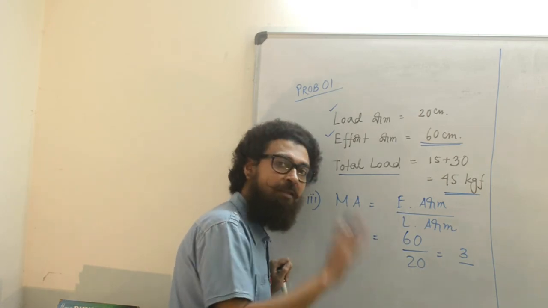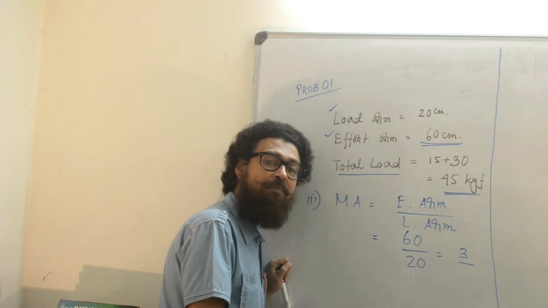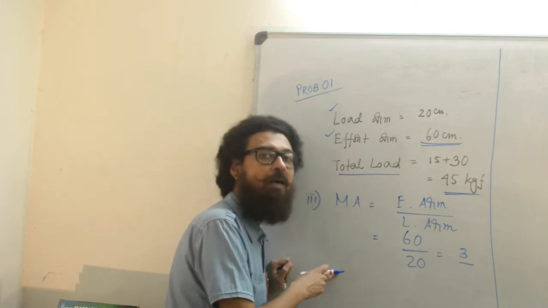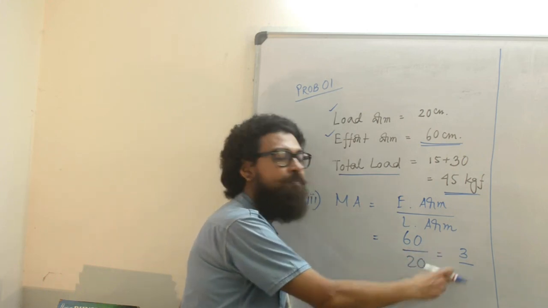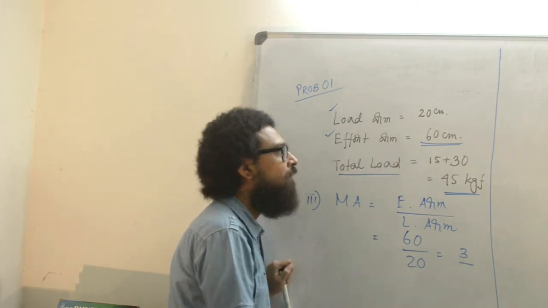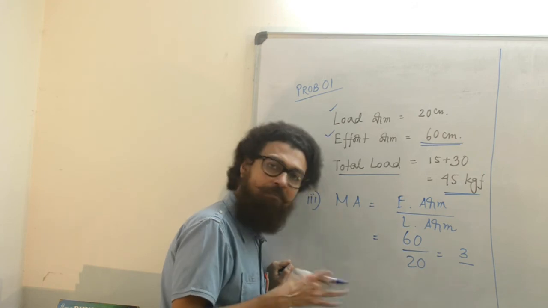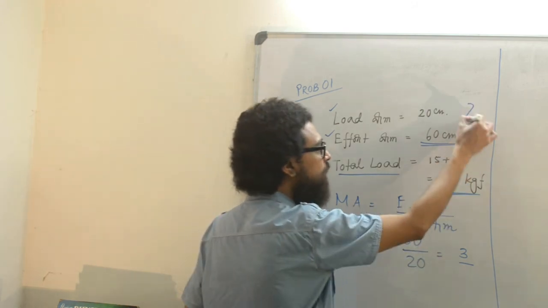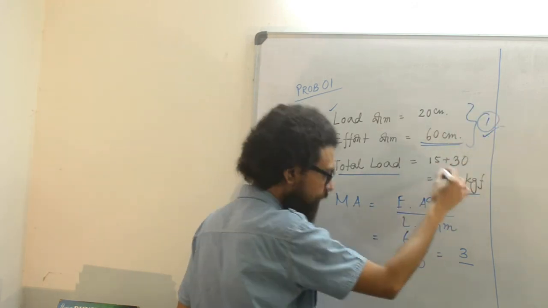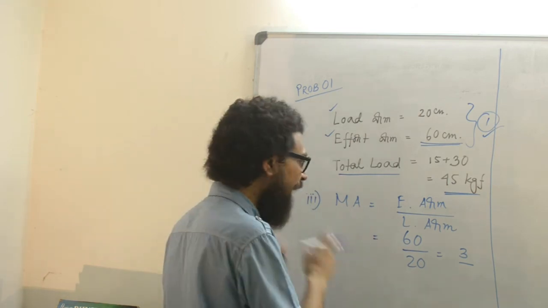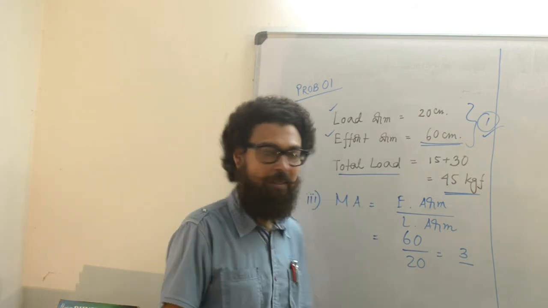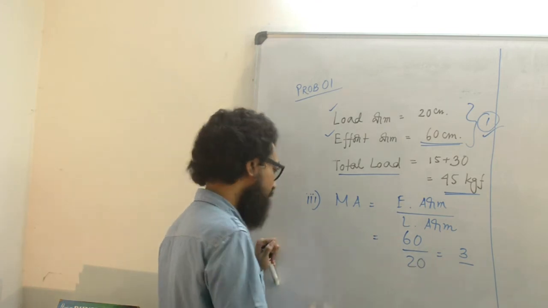You can't imagine, in the last 23 years I have checked so many copies where, in this sum, they got an answer of 2 for mechanical advantage, taking the effort down to be 40 centimeter instead of 60, and the rest of the part. So you get only these two, which will carry 1 mark. The rest is wrong, because once your mechanical advantage is wrong, your effort will be wrong again. Okay, so this is the answer.